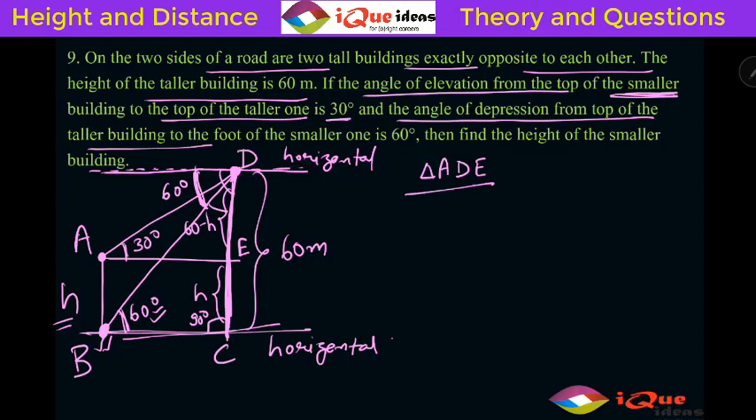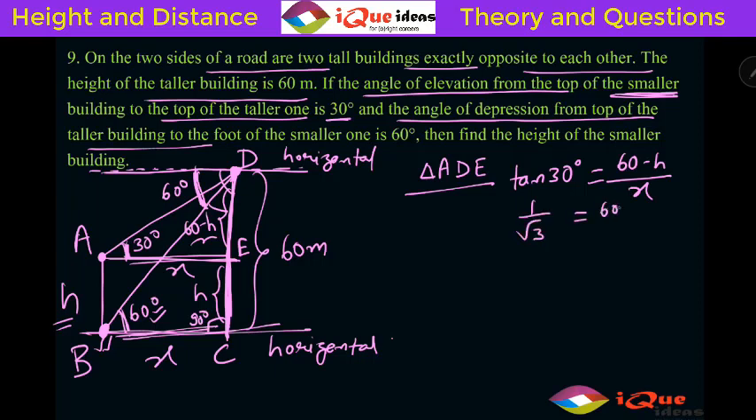In the triangle, this angle is 30 degree. So we can write tan 30 degree is equal to, the upper part is 60 minus h, divided by the base length. Let's assume the base length to be x. So this will be x, this will also be x. So it is upon x. Alright, so from here we get tan 30 degree is 1 by root 3. So it is equal to 60 minus h upon x. So we have x equal to 60 minus h into root 3. Let it be like this only.